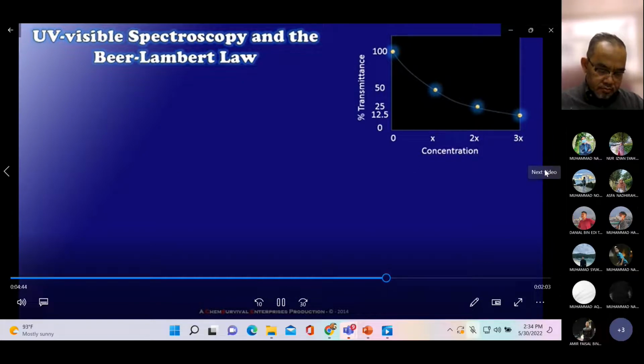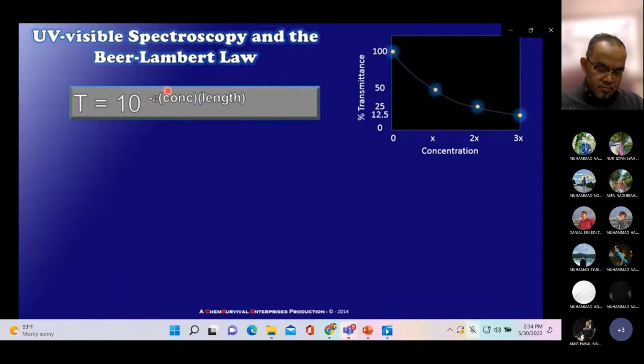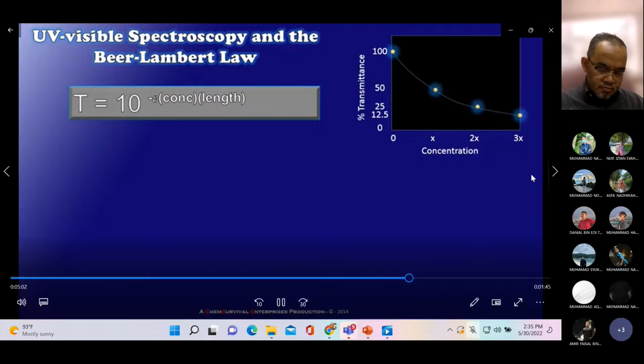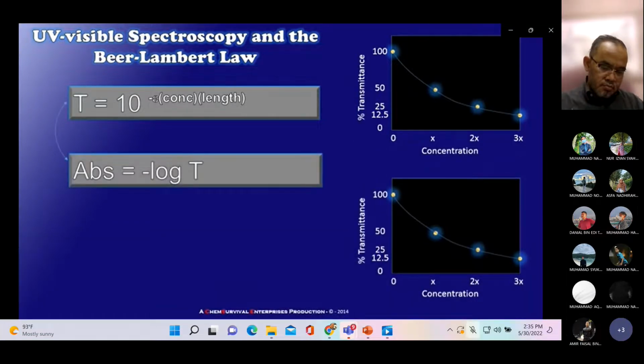This is where the Beer-Lambert law comes in. You'll notice that right now I have an exponential relationship between my percent transmittance and my concentration. We can see that in the equation here, where the concentration is a term up here in the exponent. But what August Beer did was to convert that percent transmittance into a new unit called absorbance. And he did so by taking the logarithm, or really the negative logarithm, of the transmittance.